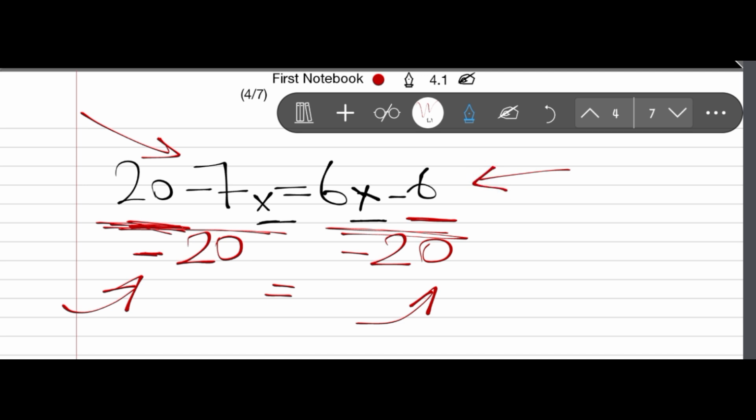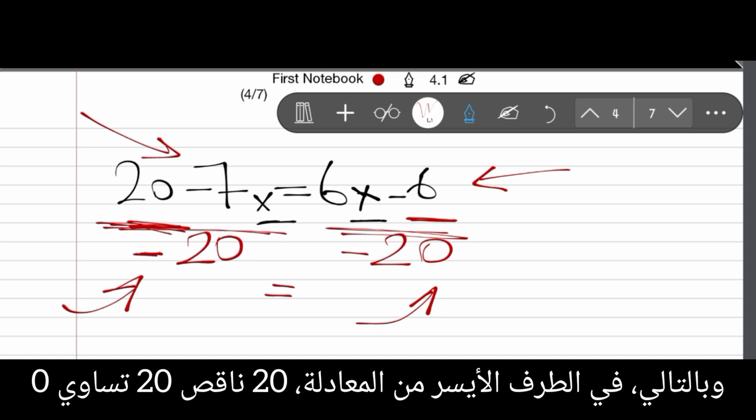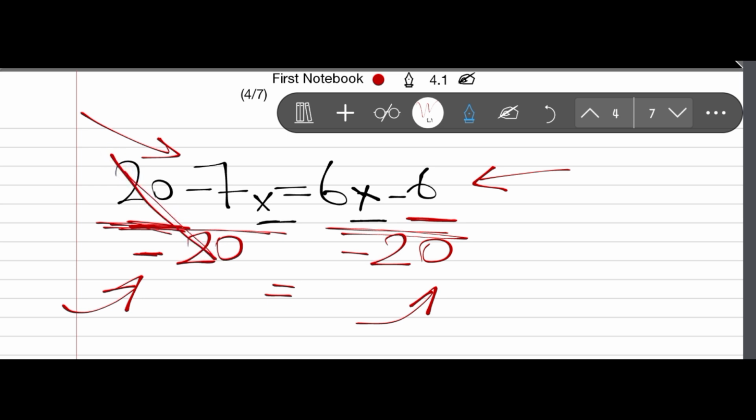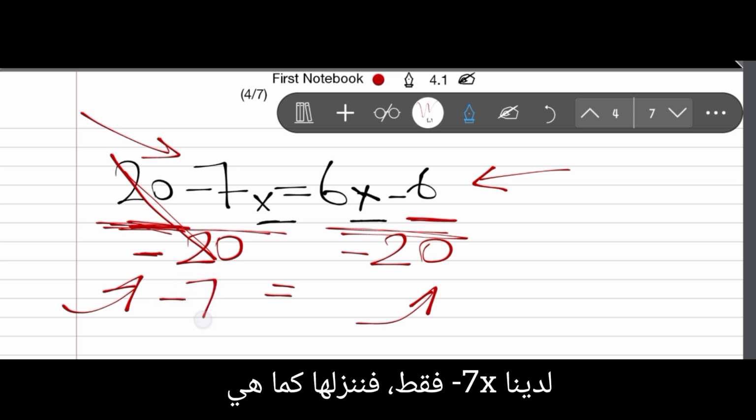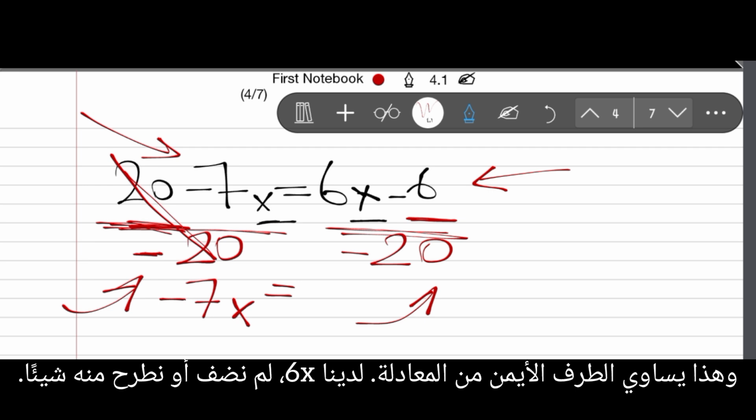And so the left-hand side of the equation, 20 minus 20 is just 0. That was the whole point. They cancel out. Don't have to write it down. And then I have a negative 7x. It just gets carried down. And then that is equal to the right-hand side of the equation.